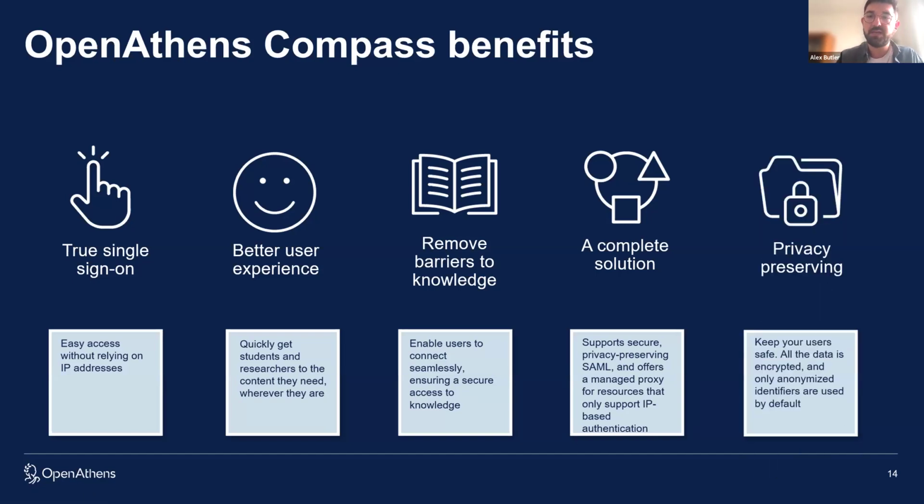Yes, it is privacy. Privacy preserving. One of the benefits of using a single sign-on solution that OpenAthens Compass is built on is that data is encrypted. We use anonymized identifiers to ensure that personally identifiable information is not released to masses of publishers. So we do our best to practice really good data hygiene and ensure that your users' data is protected whilst it's being exchanged in the SSO process.